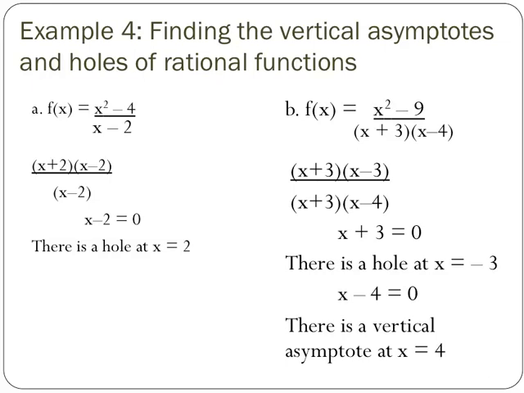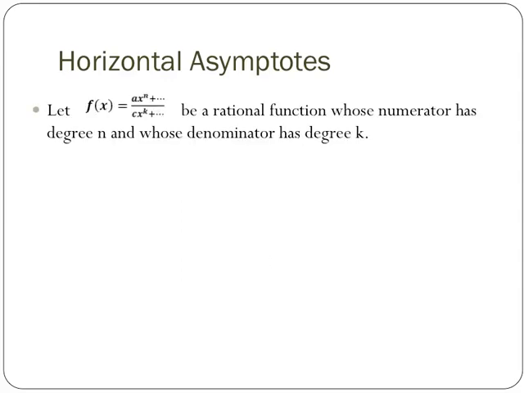The last part of rational functions we'll go over today are horizontal asymptotes. Now, horizontal asymptotes, really what we're talking about is the end behavior of the function. What happens on the far end of the graph? What does it look like? If you were to zoom out really, really far, what does the graph look like? So the way we determine the horizontal asymptotes is we compare the degree of the numerator and the degree of the denominator. We're going to call the degree of the numerator n and the degree of the denominator k.